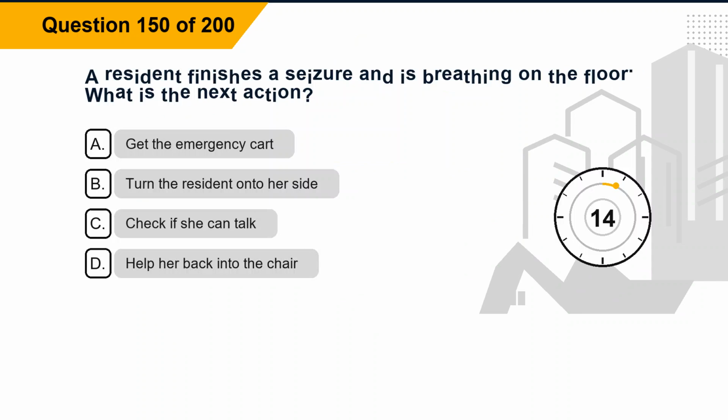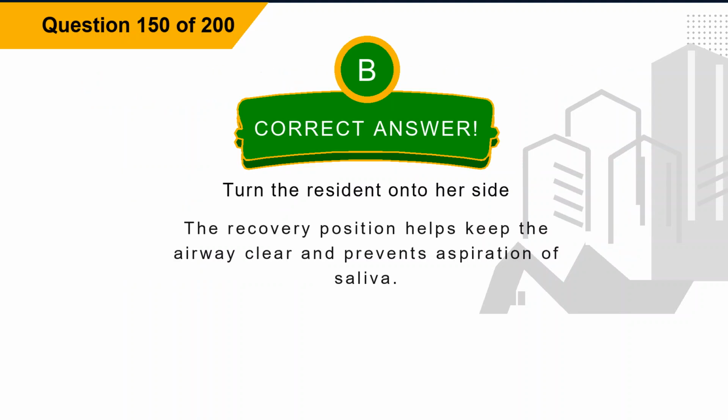Question 150. A resident finishes a seizure and is breathing on the floor. What is the next action? Option A, get the emergency cart. Option B, turn the resident onto her side. Option C, check if she can talk. Option D, help her back into the chair. The correct answer is option B, turn the resident onto her side. Explanation. The recovery position helps keep the airway clear and prevents aspiration of saliva.